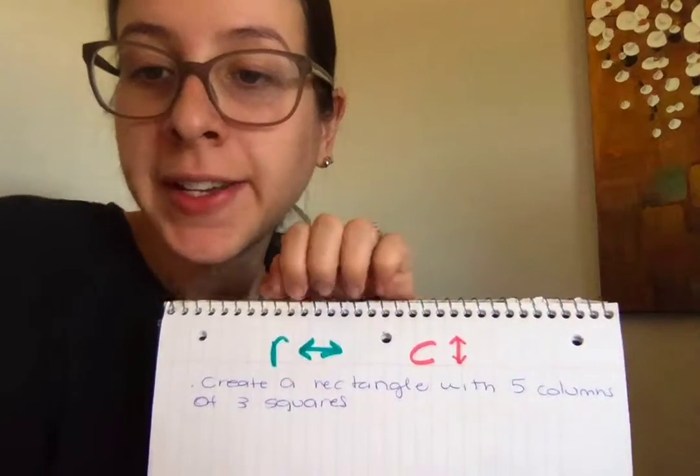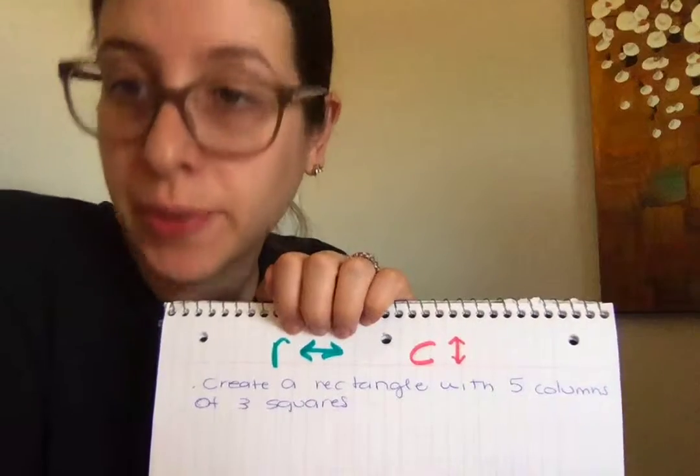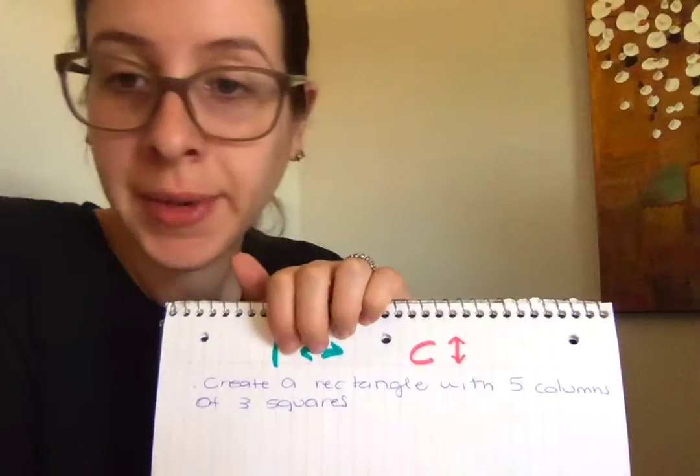All right, guys, for the next problem, we're going to create a rectangle with 5 columns of 3 squares. So I'm going to go ahead and put my little notepad down so that I have a flat surface. And I'm going to grab my square and trace it.